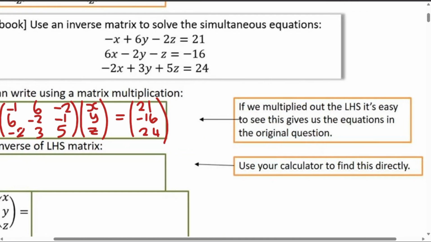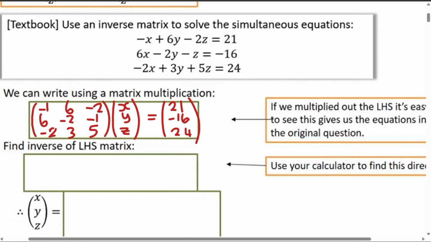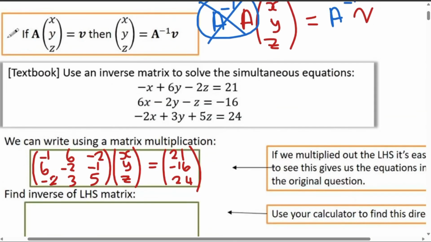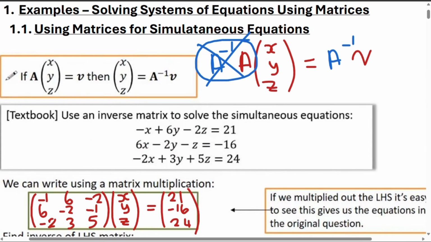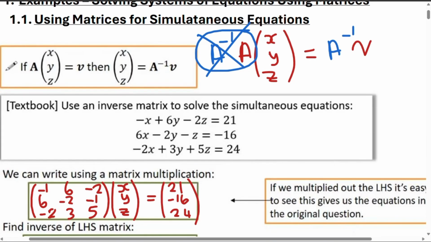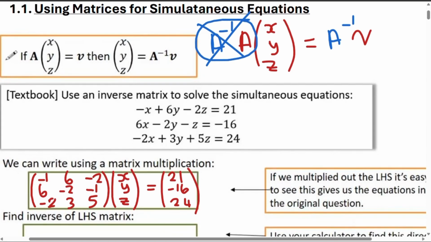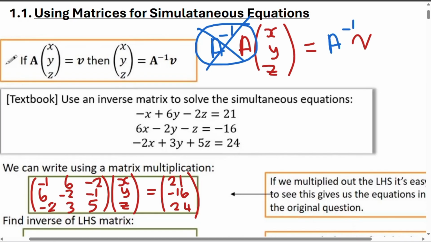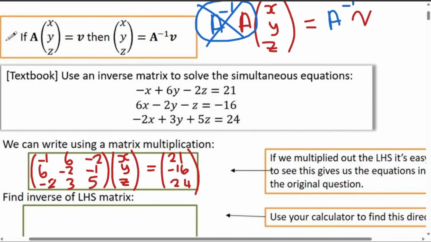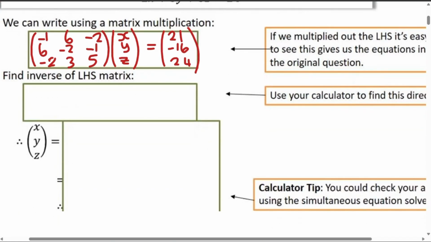So if we multiply that left-hand side, it's easy. This gives us the equations, which is what we just said. So now we need to find the inverse of the left-hand side matrix. If we multiply the left-hand side by the inverse matrix, we'd just be left with x, y, z, which is what we want. We want our solutions. So we need to multiply both sides by that inverse matrix A. So first of all, we need to find that inverse matrix, the inverse of the one on the left-hand side.